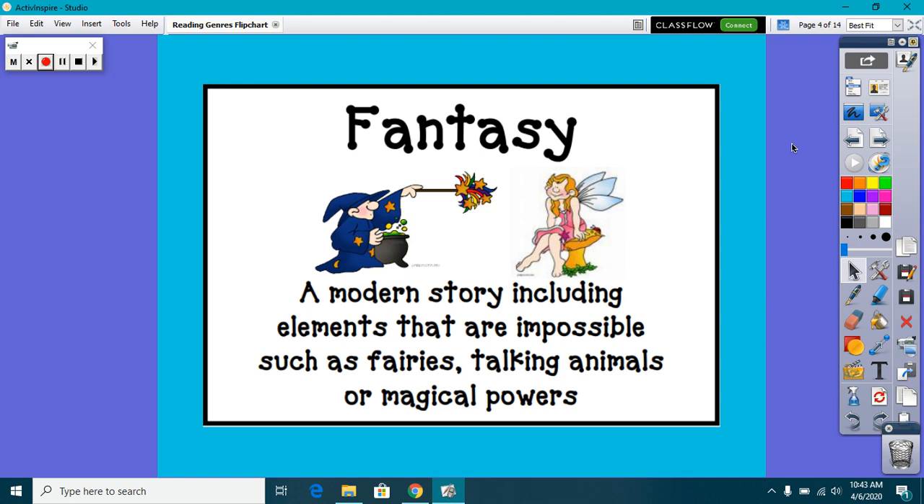So think Harry Potter. Harry Potter is fantasy. It happens in a setting that is completely made up, that is not realistic at all. Somewhere like Hogwarts could never really exist in real life. There's magic, there's made-up creatures. Those are the kinds of things in a fantasy story. You could also think about the Chronicles of Narnia. That's fantasy, or Percy Jackson, if you've read that series before. Those are all fantasy stories.